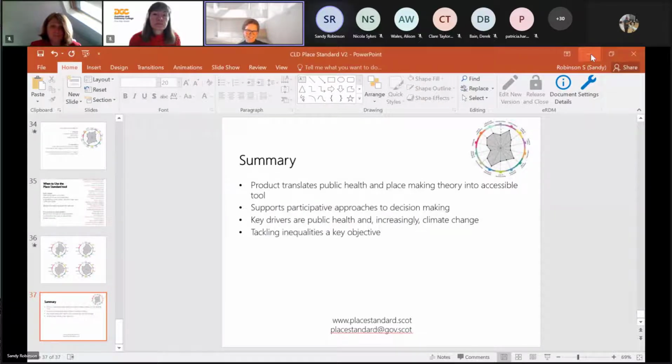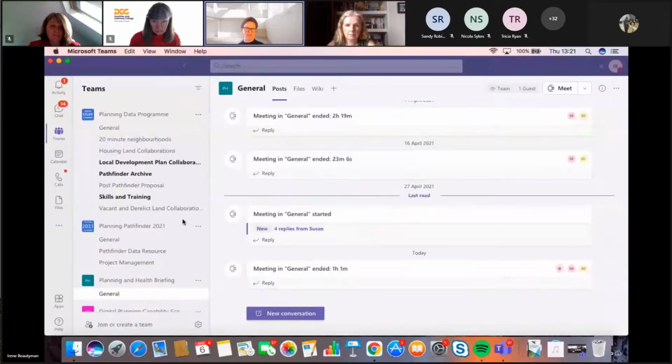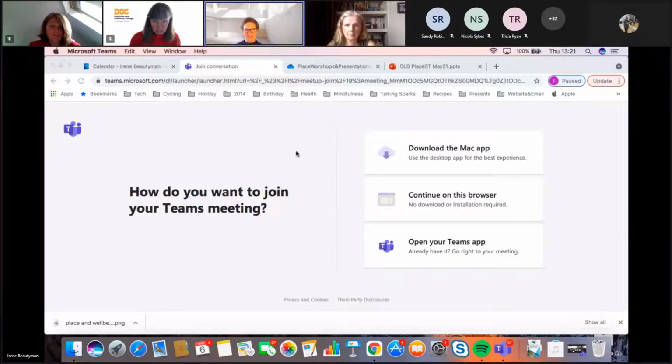Thank you, Sandy, for that very comprehensive and insightful introduction to the tool. We're going to go straight on to a contribution from Irene Beautyman from the Improvement Service, another one of the core partners behind the Place Standard tool. She's going to give us an overview of place-based working, the place principle, and how you focus on outcomes. So Irene, over to you. And as I said, questions in the chat, and we can pick some up at the end.